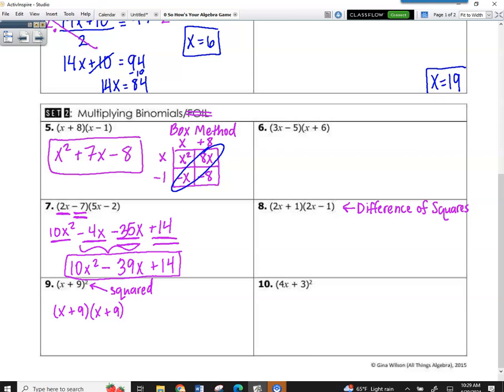Over here, this is not a difference of squares. This is actually called a perfect square, because this is x plus 9 times x plus 9, which match completely. This would be called a perfect square.